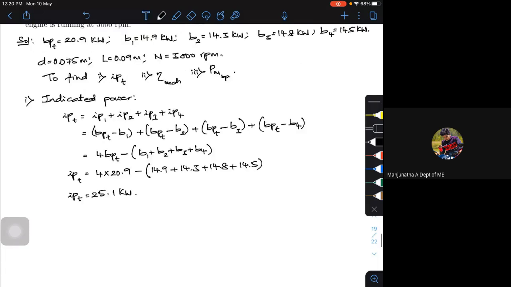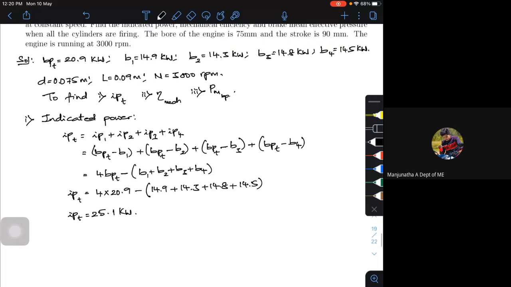It is a simple problem. The only thing is what we studied in the Morse test: first cylinder is cut off, second cylinder is cut off, third cylinder is cut off, fourth cylinder is cut off. What is the output? So I put it into a simple formula, I have simplified it, and I got the solution.